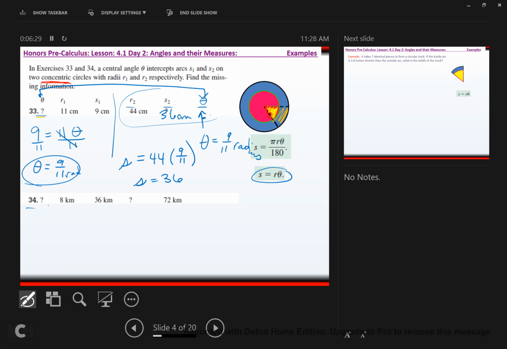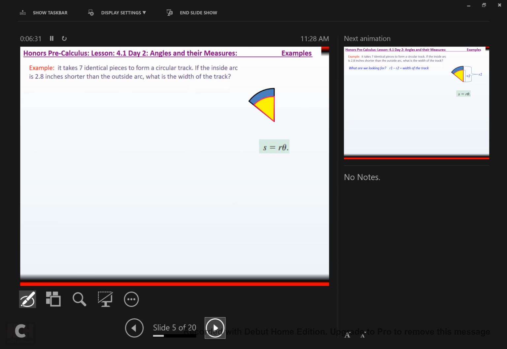Okay, and 34 would be the same way. All right, this one says it takes 7 identical pieces to form a circular track. What that means is, remember when you were a little kid and you put those tracks together? 1, 2, 3, 4, 5, 6, 7. So you have these 7 pieces of pie that you click together, and then there was the track that the cars went around and around on. So that's what they're doing.